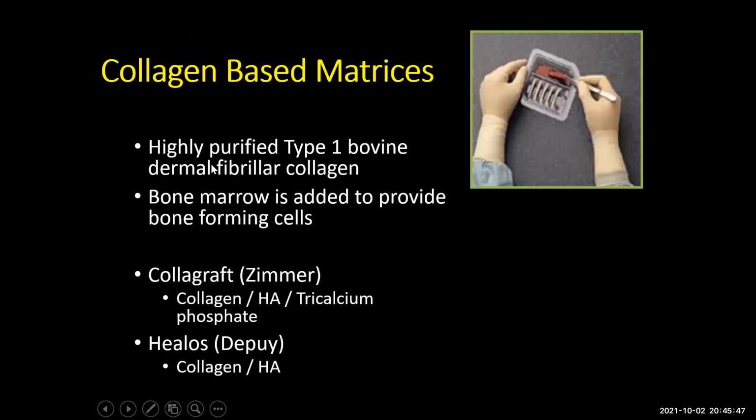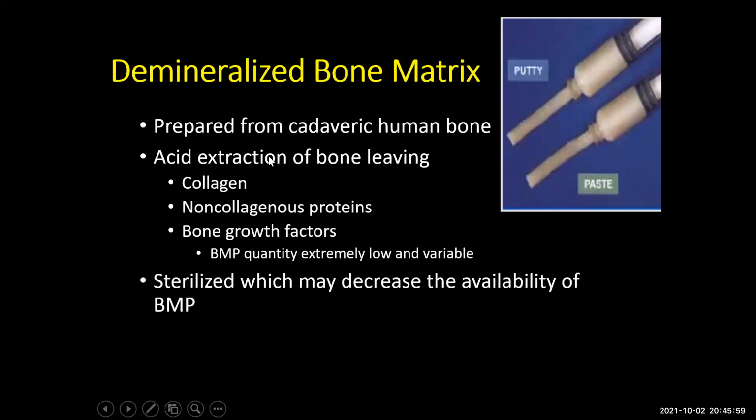Collagen based matrices: highly purified type 1 dermal fibrillar collagen, with bone marrow added to provide bone forming cells. Examples are Collagraft from Zimmer or Helios from DePuy. Then there is DBM, demineralized bone matrix, by HCl. We are treating the bone, and you get this. Prepared from cadaveric human bone, acid extracted, leaving collagen, non-collagenous protein, and bone growth factors. Sterilization may decrease the availability of BMP. It could be in the form of putty or a paste.